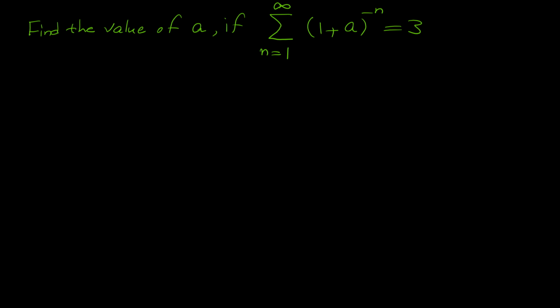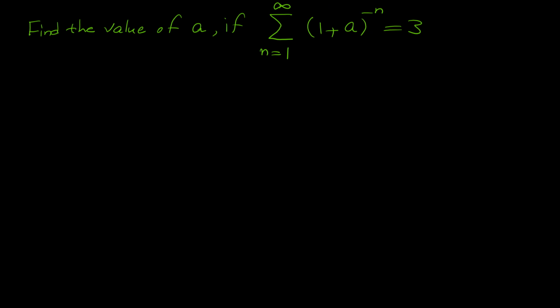Now look at this example. Find the value of a if the sum from n equals 1 to infinity of (1 plus a) to the power of negative n is 3. Again, it should be clear to you that this is a geometric series, because if you pay attention, we have a constant raised to the n. It is negative n, but you can suppose this negative for the base, so you have an expression raised to the n, and this means that it is a geometric series.